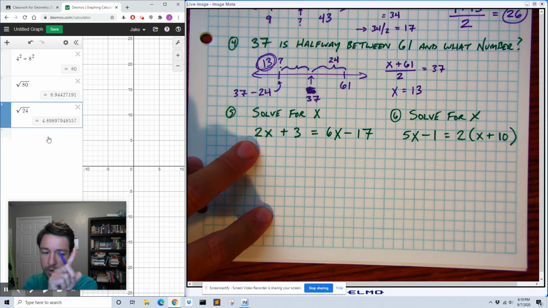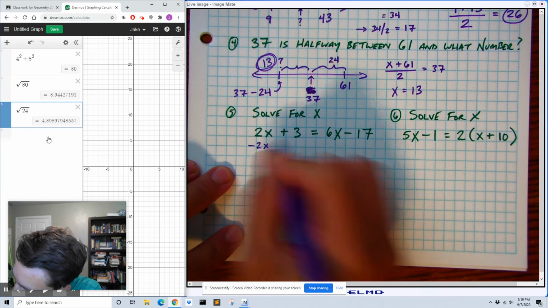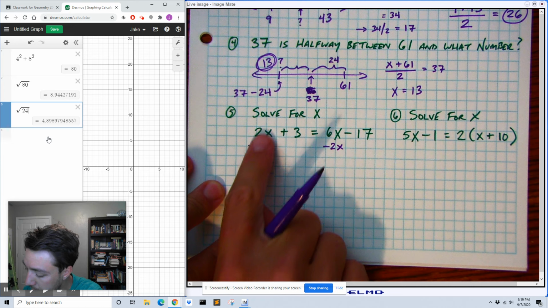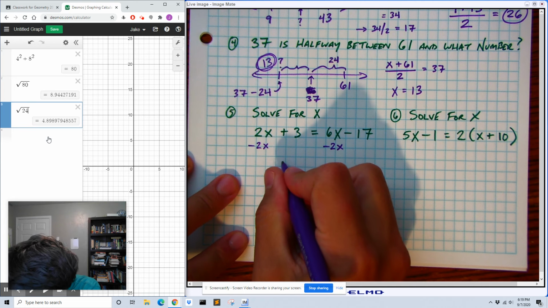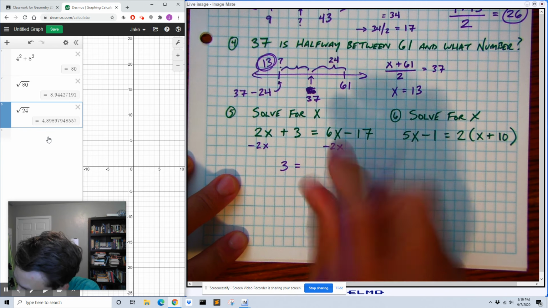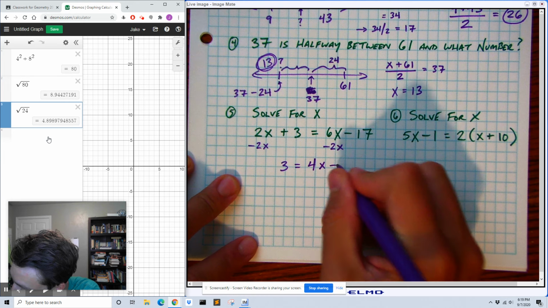So long story short, to solve this, you have two x terms showing up. We would like to have only one x show up. So the idea here would be subtract 2x from both sides of the equation. So if I take away 2x from this side, I end up with 3. And if I take 2x away from this side, I have 6x's minus 2x's makes 4x's.